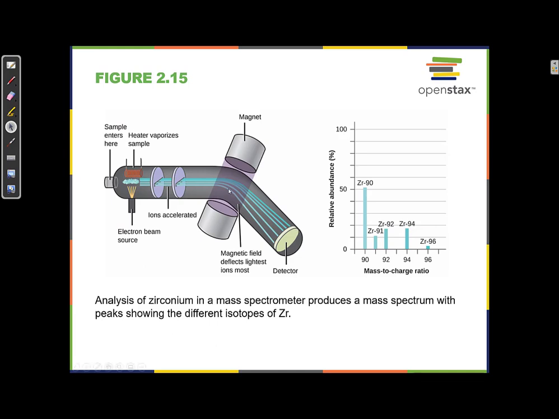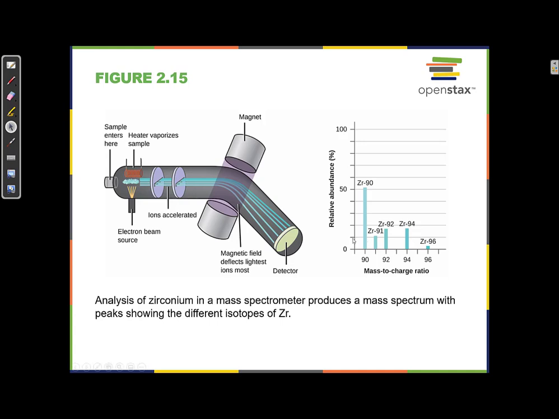I said that backwards. The lightest ones get deflected the most. So the magnetic field is going to deflect the light ones, and they'll appear down here. And the heavy ones will get deflected the least, and they'll appear up here on the detector. The point is that based on their weight, they'll get separated. And the ions that weigh different amounts will end up at different places on the detector. So that gets turned into a spectrum that looks like this.